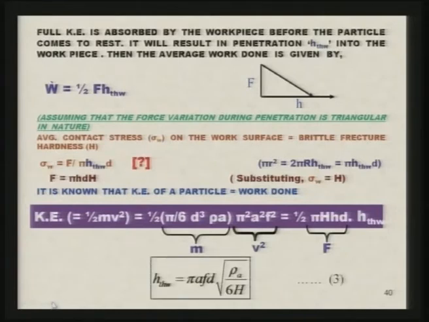Now, if we simplify this equation, we get the value of h_th_w is equal to pi a f d multiplied by under root rho a divided by 6 capital H. Now, from here one can determine the depth of penetration in the throwing model in the workpiece, and this value can be substituted in the equation which we initially derived.